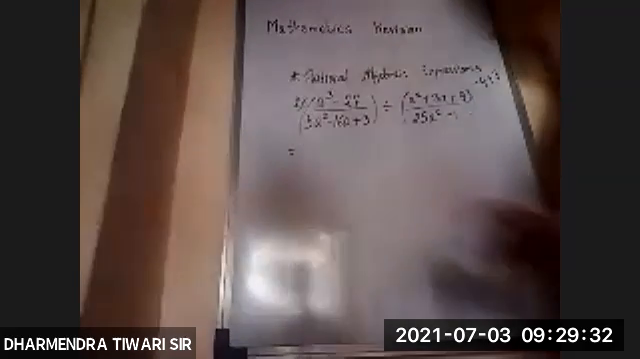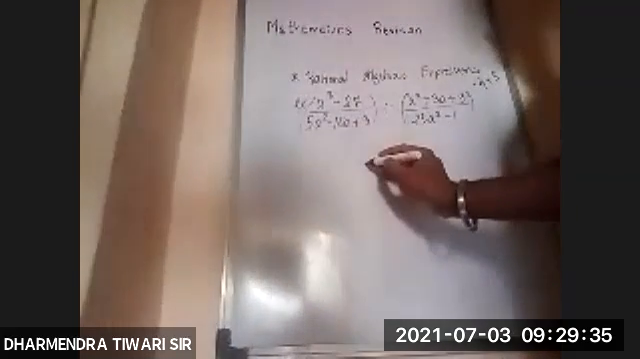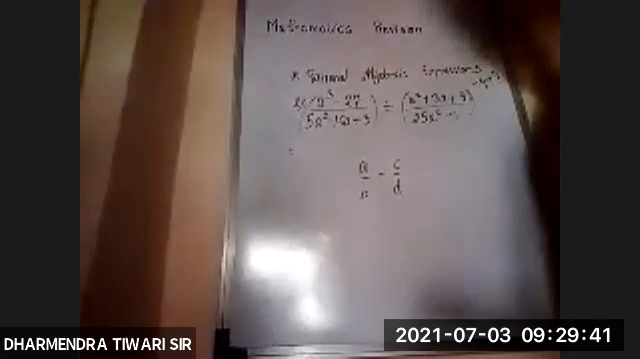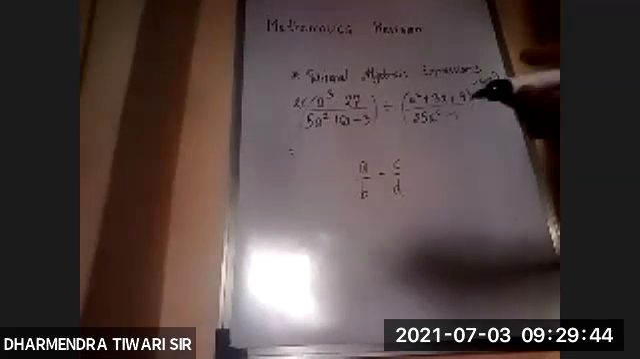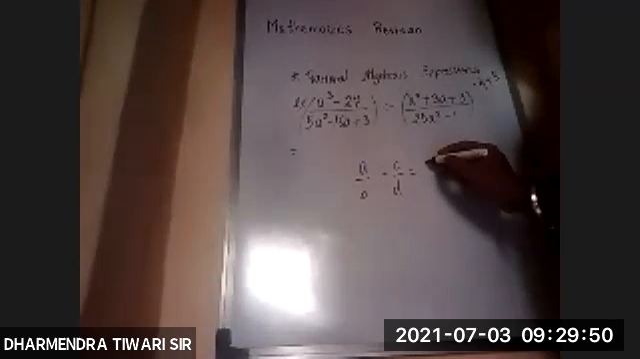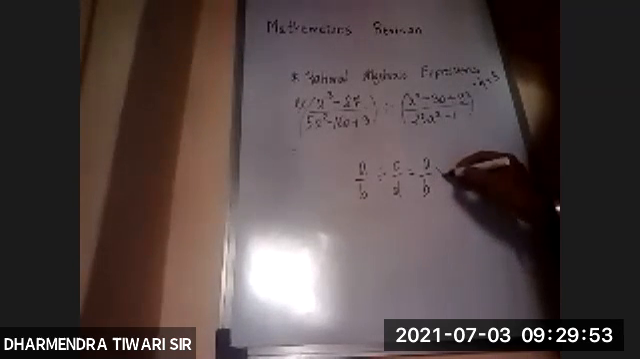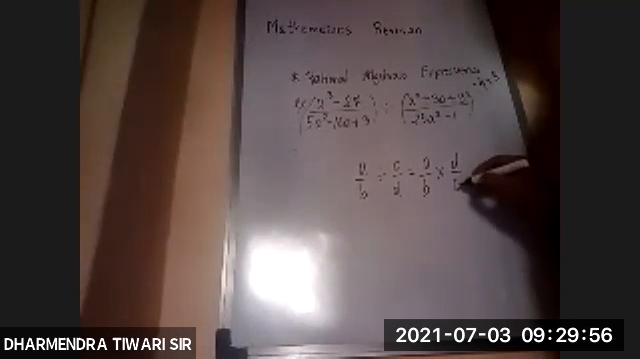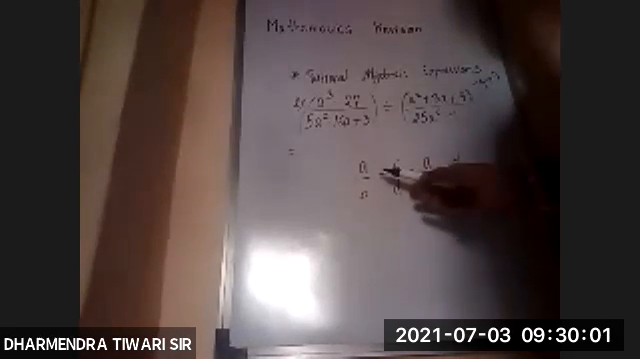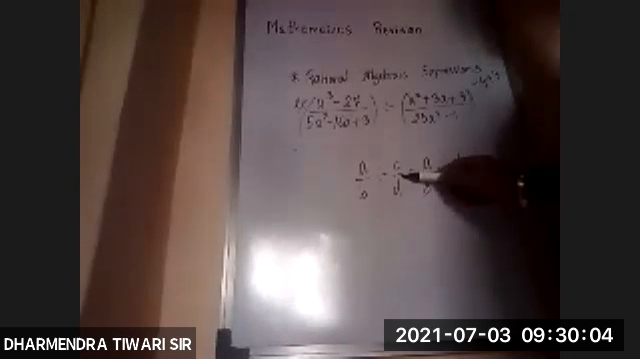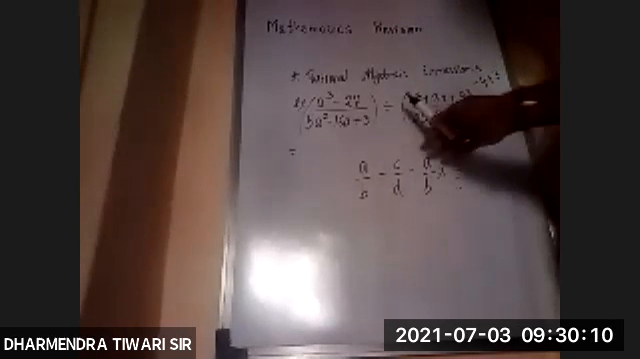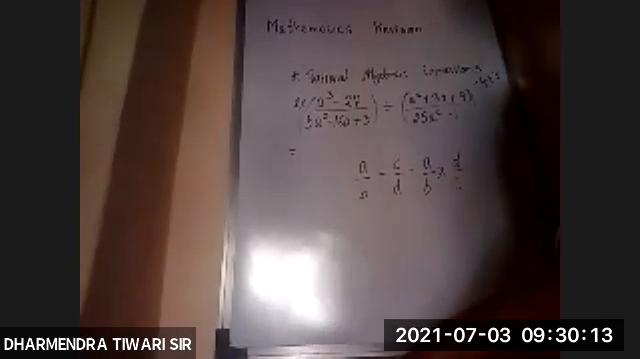For example, if we are having this general rule, A by B divided by C by D. When we use multiplication instead of division, our ratio gets reversed, or converted to its reciprocal: A by B into D by C. See the difference? As it was C by D with a division sign in between, when we write multiplication, it gets reversed to its reciprocal form, D by C. That we're going to apply here. So our first step is that only.